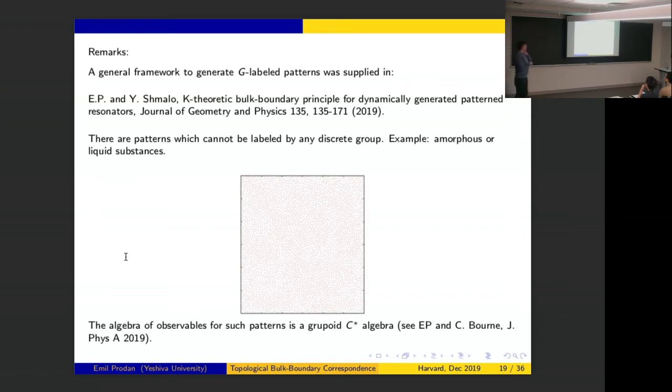And in fact, in this work, we show that if we want to generate a pattern with this code, then there is an algorithm for it. But there are patterns which cannot be labeled by discrete groups. For example, an amorphous or a liquid substance. The atoms, no matter how well you try, you cannot label them consistently. And in this case, the algebra of observables is much, much nastier. It's a groupoid C*-algebra, which unfortunately is very difficult to work with. In particular, the K-theory is hard to compute.